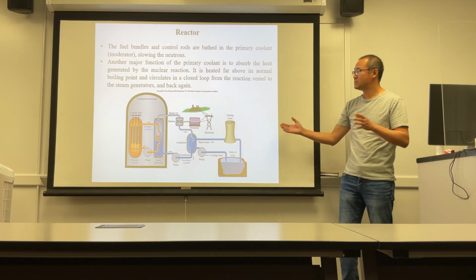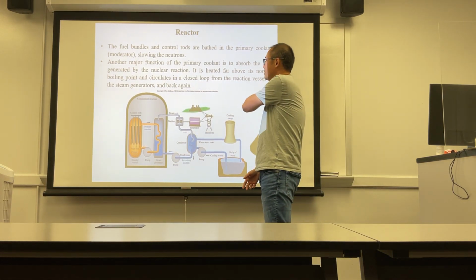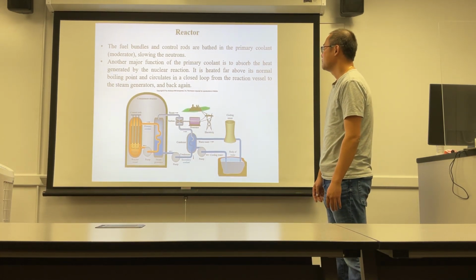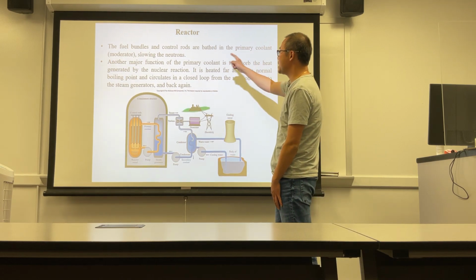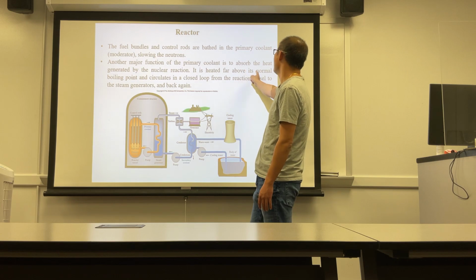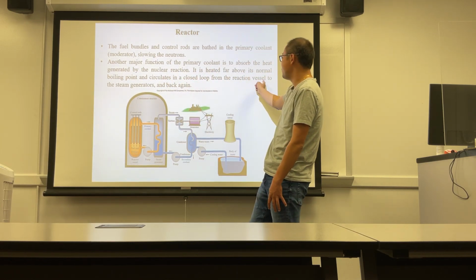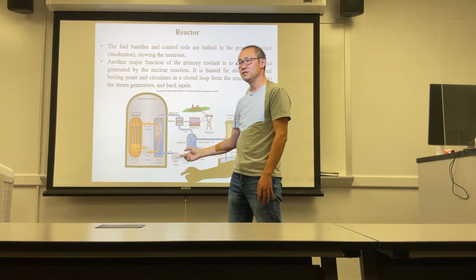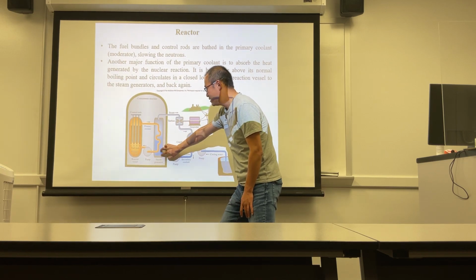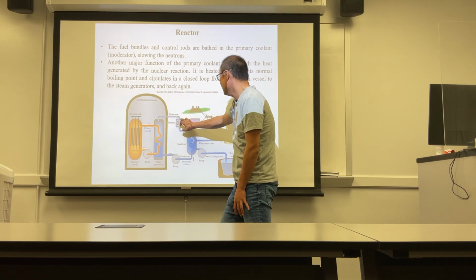So that's basically all the basics of a nuclear power plant. The primary coolant absorbs the heat from the nuclear reaction, then is heated far above its normal boiling point and circulates in a closed loop from the reactor vessel and back again. The primary coolant is cooled down by the steam generator, and the steam generator is hot enough to turn the turbine.